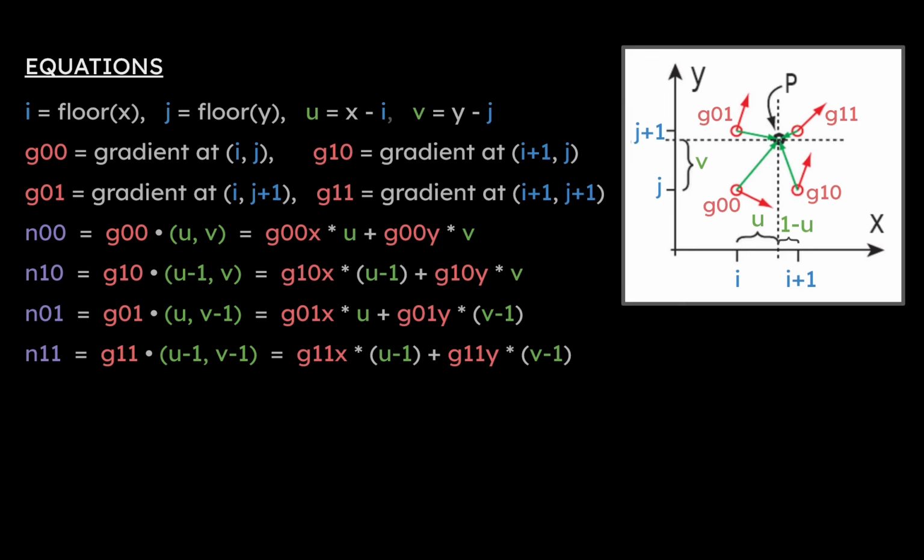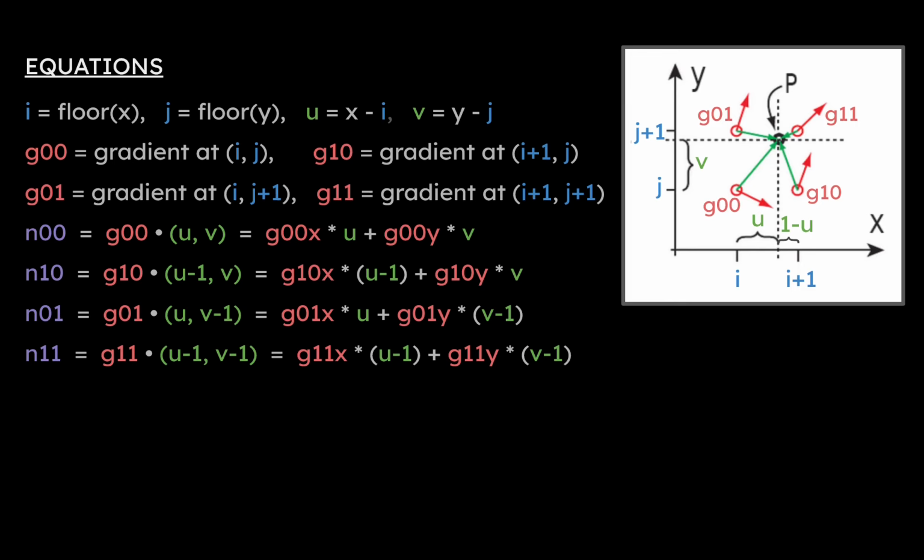You can see that 1 minus u is the distance between the point and the right side of the cell. However, we want a negative direction, so we can just reverse that and say u minus 1 to indicate that the vector is moving to the left and not to the right. And you can see in our equations that we use that fact.